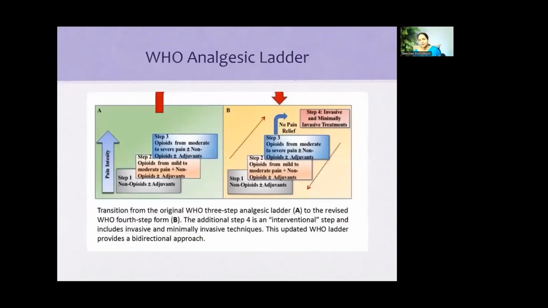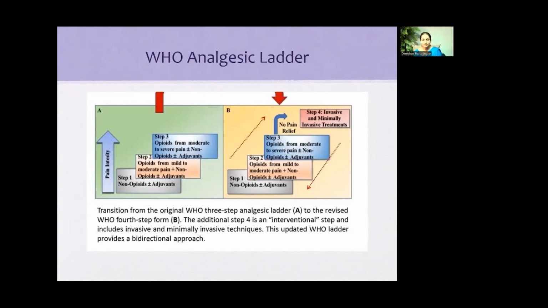Now, this Analgesic Ladder was put forward by the World Health Organization many years ago, in 1986, and it appeared in a handbook called Pain Management in Cancer Patients. So it was first put forward for management of pain in cancer patients, but since then it has been widely used as a guide for pain management, both in patients with cancer and also in non-cancer patients. So now this is the initial ladder that came about, and later on it was updated to include another step.